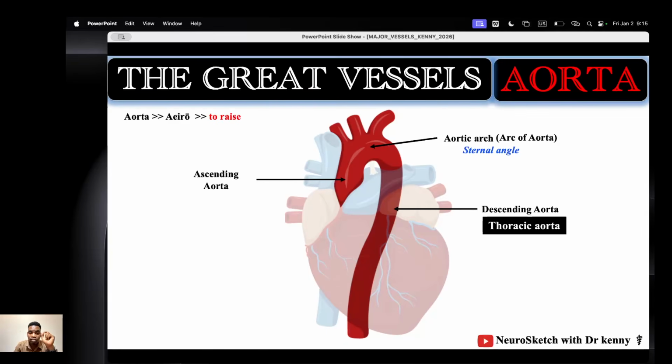For this reason, some books will include the abdominal aorta as part of the aorta: the ascending aorta, the aortic arch, the descending aorta, and the abdominal aorta. Now you understand why some books refer to four parts, some refer to three parts, and so on. One of the very important things to discuss today is the branches of the aortic arch.